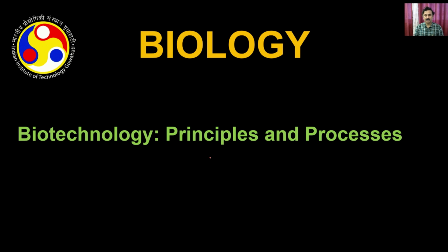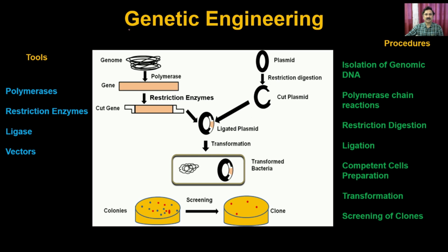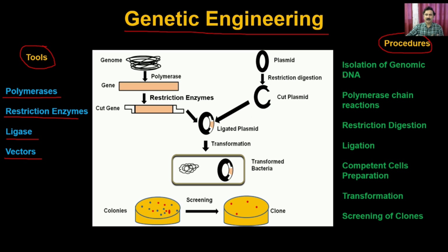So in this series, we were discussing genetic engineering, which involves different types of procedures where we use different types of tools. In our previous lectures, we discussed tools like polymerases, restriction enzymes, ligases, and vectors. We also discussed the isolation of genomic DNA, and once you have isolated the genomic DNA, how you can analyze it on agarose gel electrophoresis.